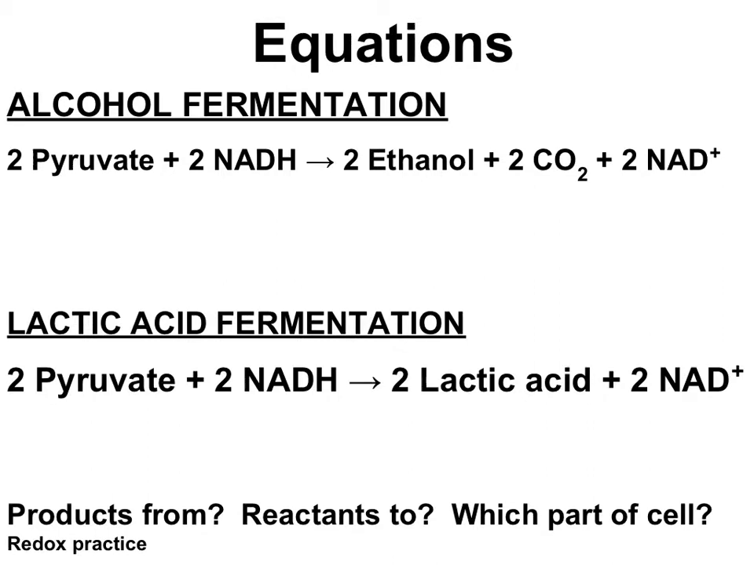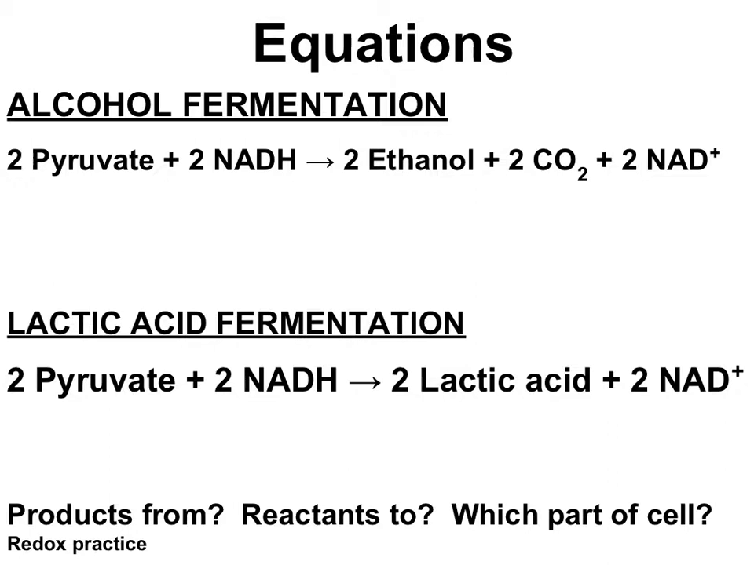For both types of fermentation, the reactants are pyruvate and NADH. For both, one product is NAD. Where they differ is the other product or products. Alcohol fermentation has the additional products of carbon dioxide and the alcohol ethanol. Lactic acid fermentation has the additional product of lactic acid. If you notice, both of these reactions have 2 of everything, 2 of each reactant and 2 of each product.